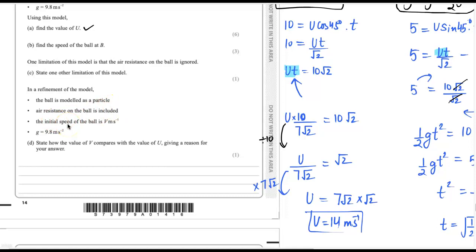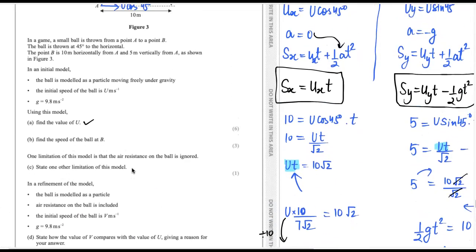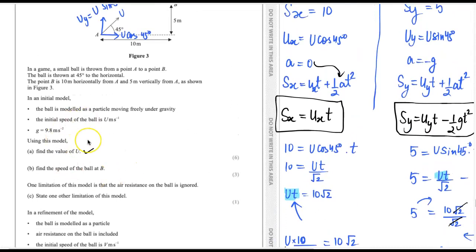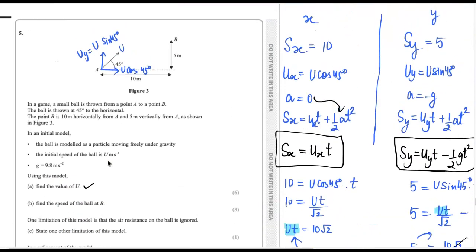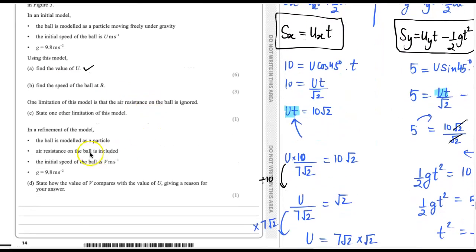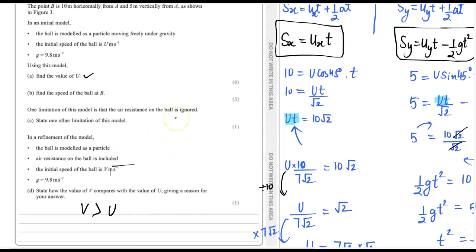The initial speed of the ball is v meters per second. g is 9.8 meters per second squared. State how the value of v compares to the value of u, giving your reason. Initially there was no friction, now there is friction, so we are going to be getting the value of v more than the value of u. You just have to write that, nothing else. So v is going to be greater than u, as air resistance on the ball is included.